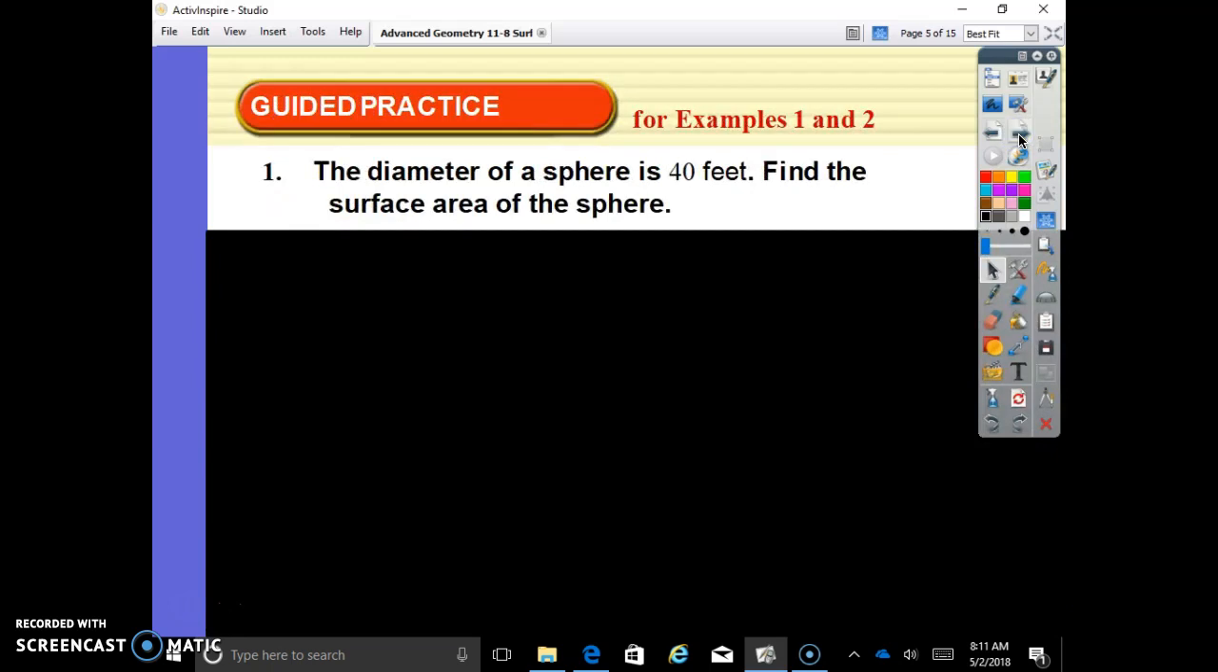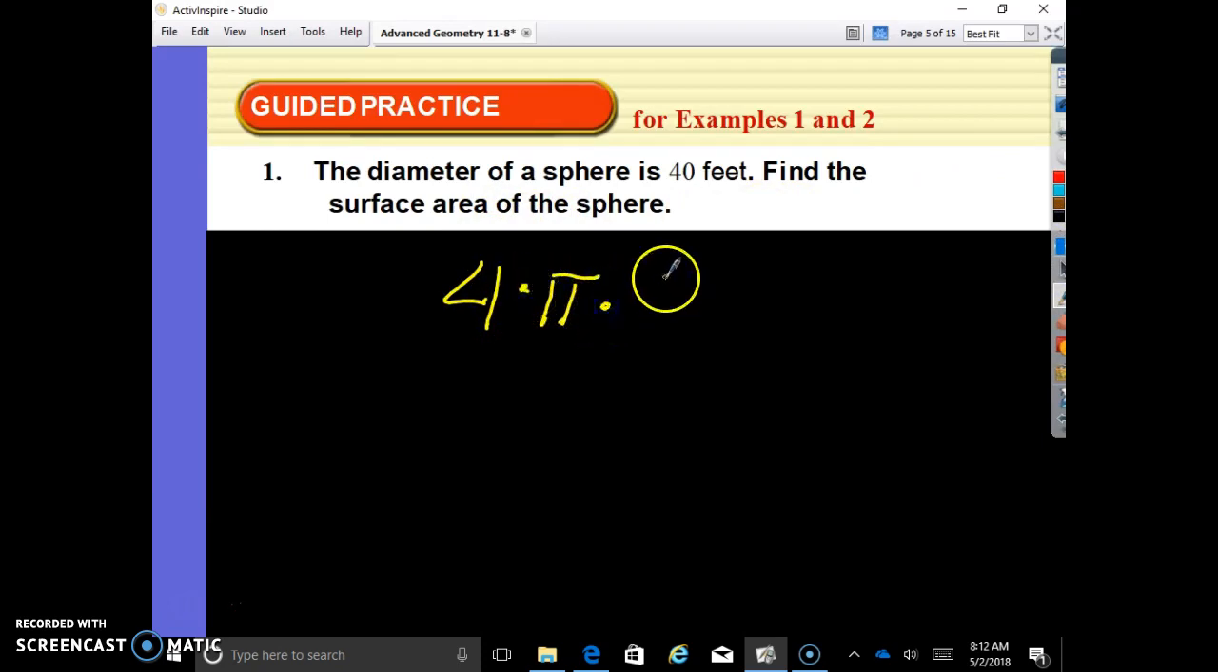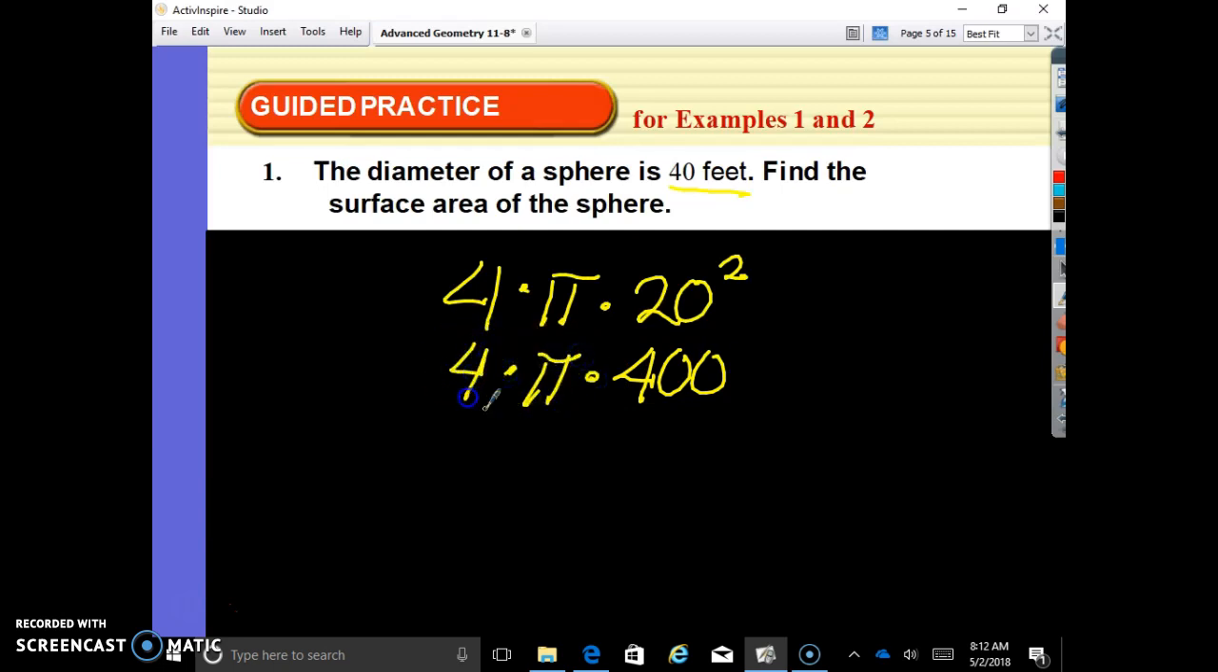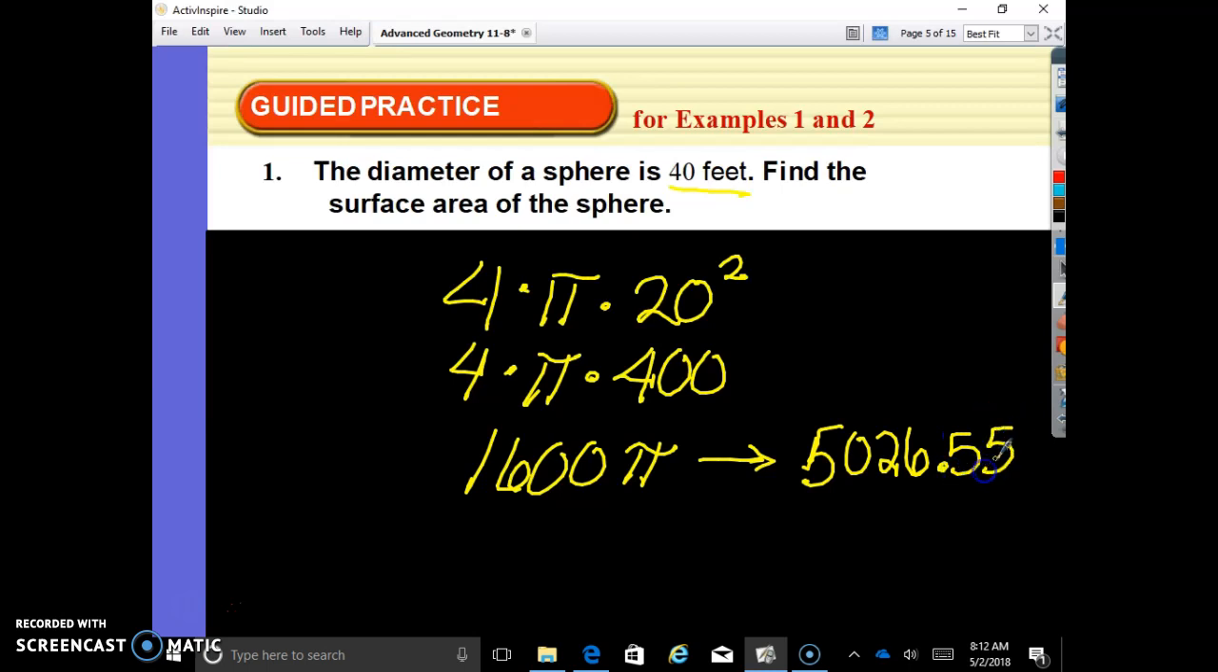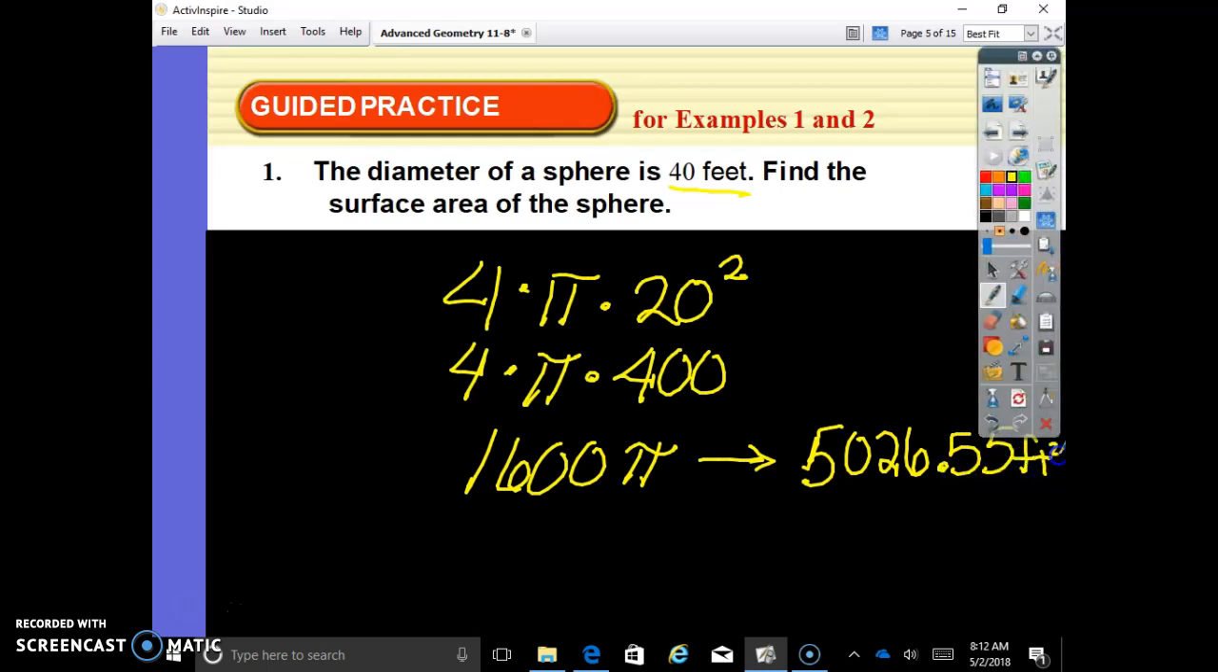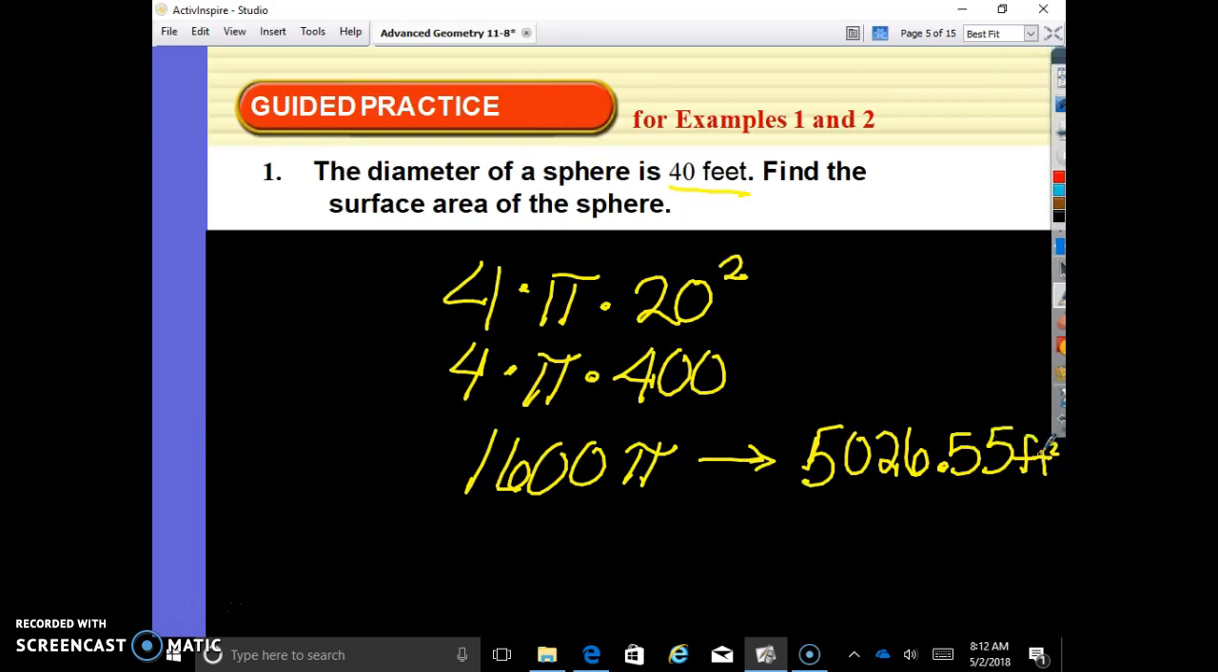Going back to the problem that I just had you practice, the diameter of a sphere is 40 feet. Find the surface area of the sphere. The surface area formula is 4 pi r squared. If my diameter is 40, my radius is 20. 20 squared is 400, times pi times 4. 4 times 400 is 1600 pi, which is approximately 5,026.55, and this is in feet, and surface area is always squared because it's 2-dimensional. So 5,026.55 feet squared.